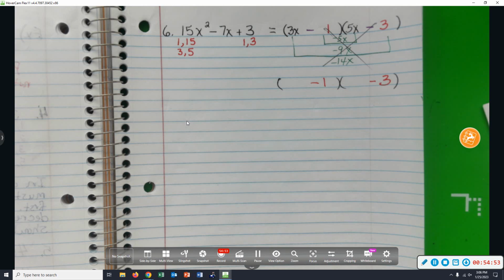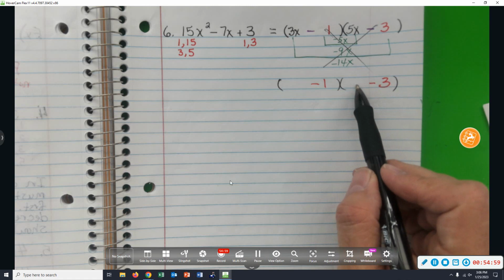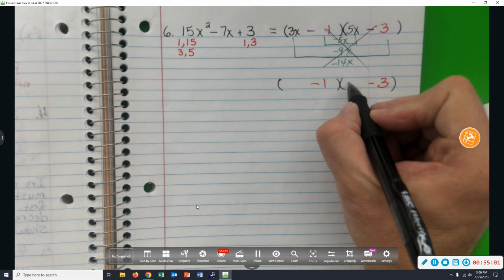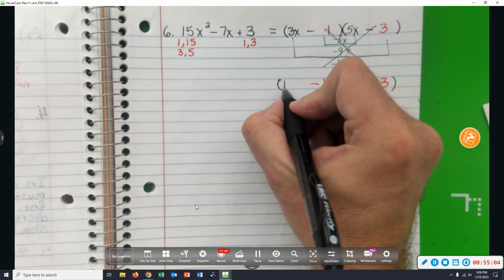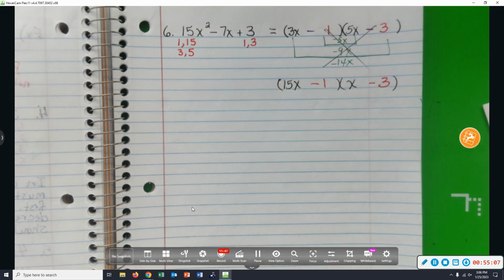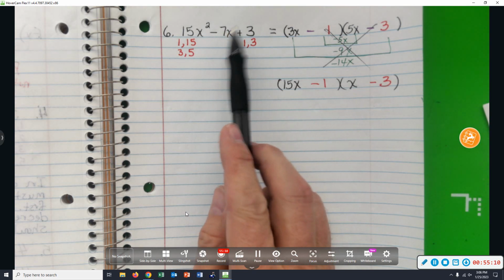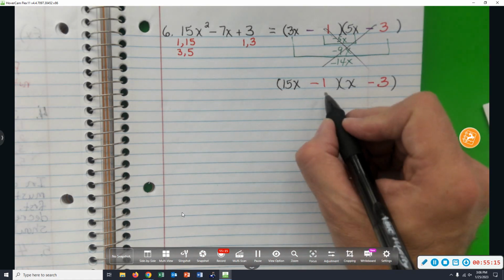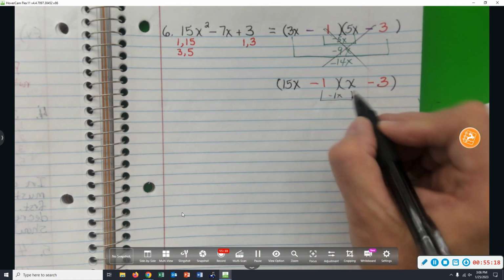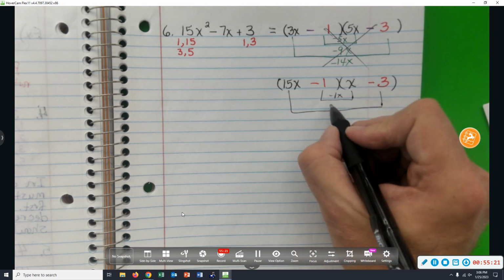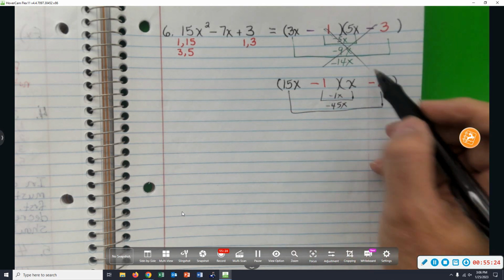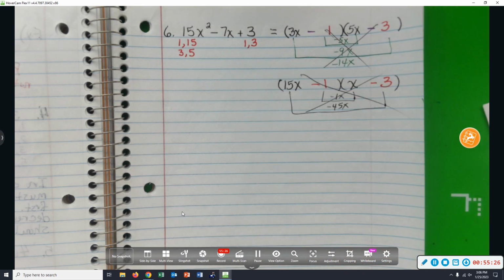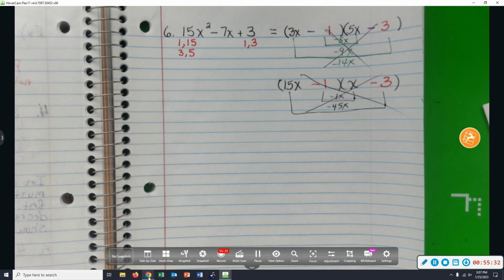So what are we going to try? 1 and 15. Can I put the 15 right here? So it would have to be a 1x here and a 15x there. Is that going to work? Is it going to give me a negative 7x in the middle when I FOIL it out? No, I'd be getting something huge like a negative 46x. So there's no other possibility. What am I going to choose as my answer?